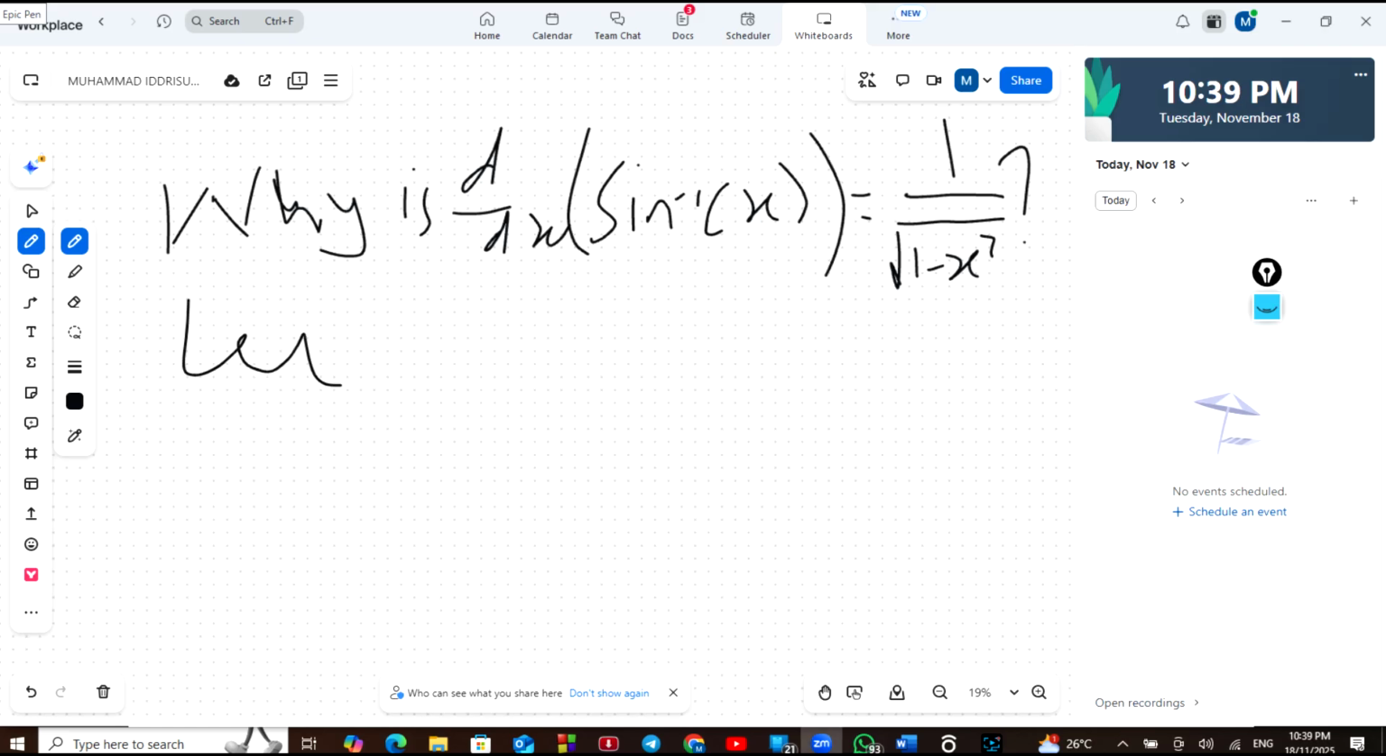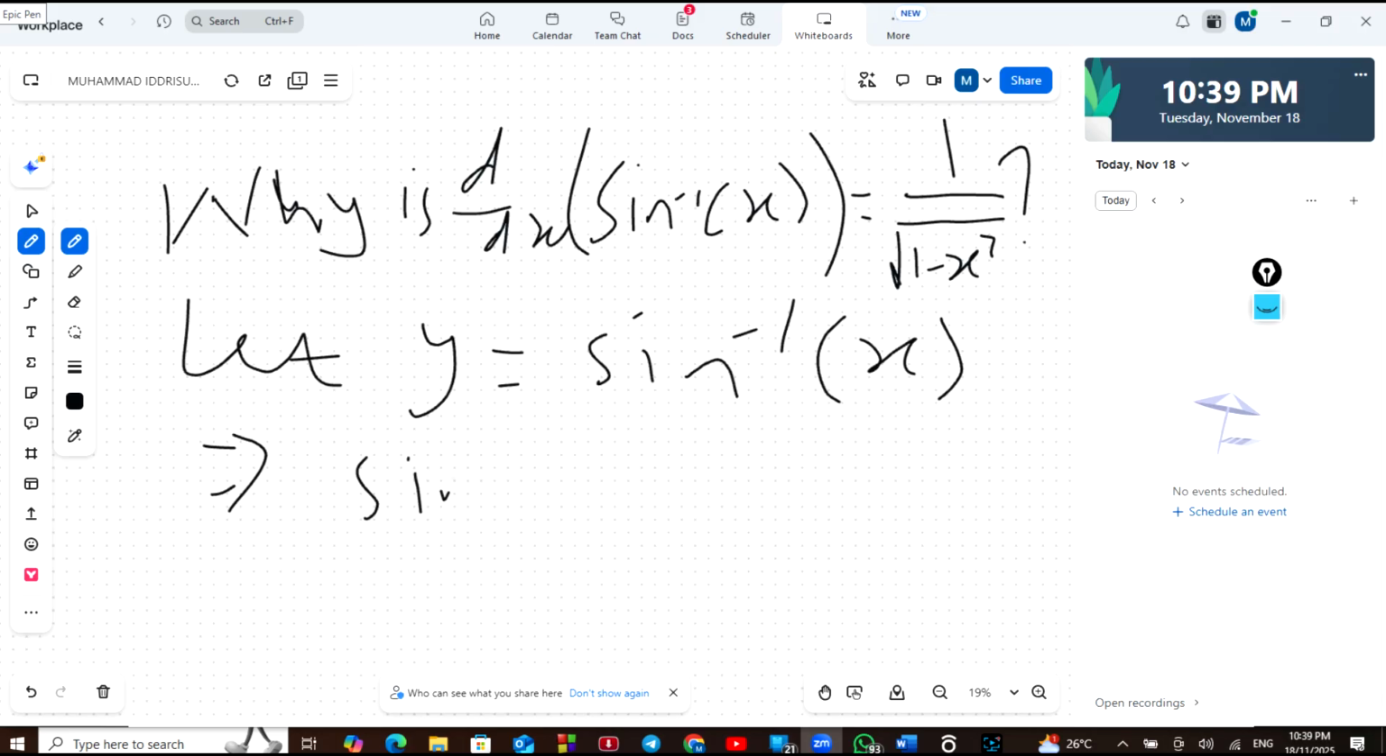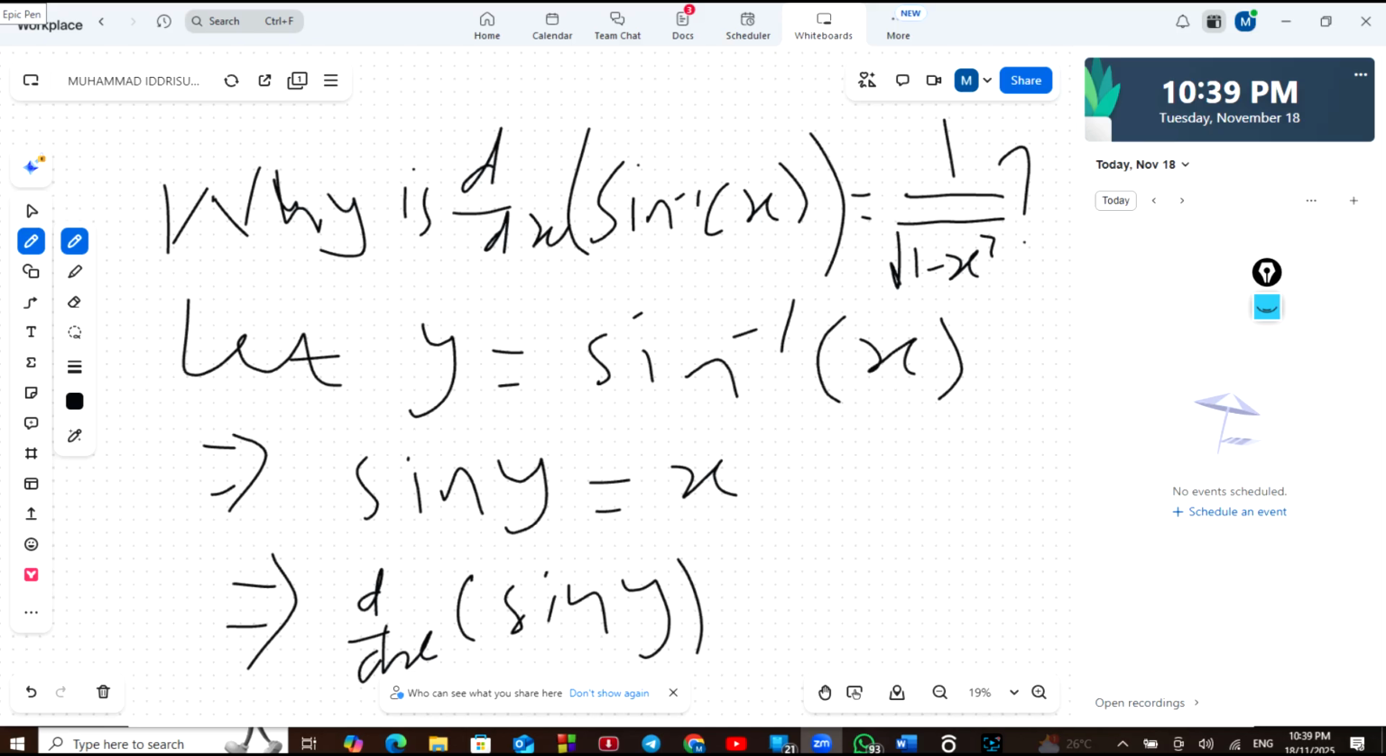So let y equal to the sine inverse of x. If we let y equal to the sine inverse of x, then by definition sine of y equal to what? x. So if sine of y is equal to x, then y equals sine inverse of x. So let's differentiate implicitly. The derivative of sine y equals the derivative of x with respect to x.